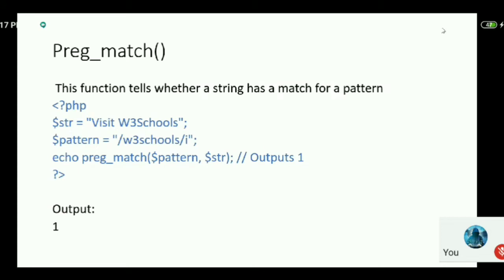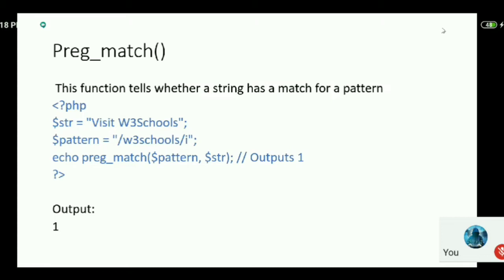I just have a sentence called visit W3 school. So imagine this is my sentence which is composed of 2 words here. I want to find whether the W3 schools pattern exists in that sentence. When you closely observe, the W I have typed in capital here, but the pattern I have typed in small. Since I have mentioned I at the last, whether you have typed capital letters or small letters, there will be a match here because it is case insensitive.